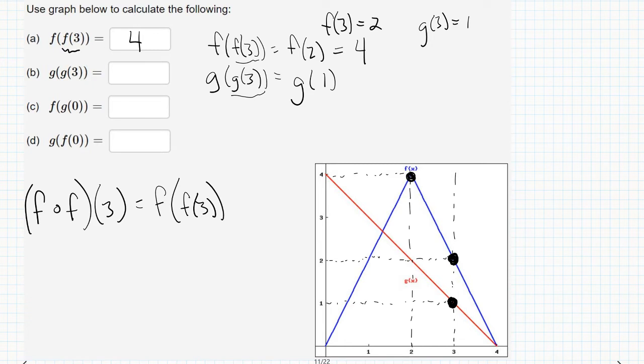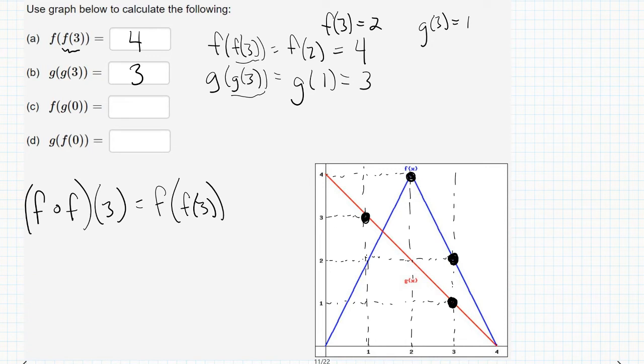Okay, so we need to find g of 1. So we'll draw a line where x equals 1 and find where it intersects with this red graph for g. And it looks like g of 1 equals 3. And so g of g of 3 equals 3. Okay, so something a little bit more interesting.